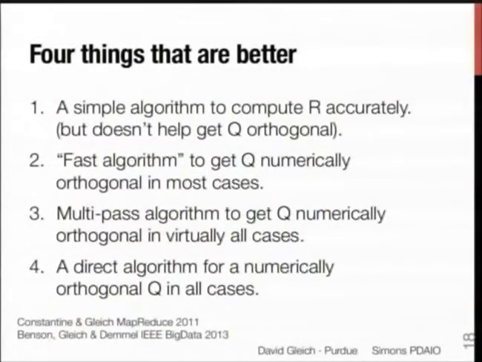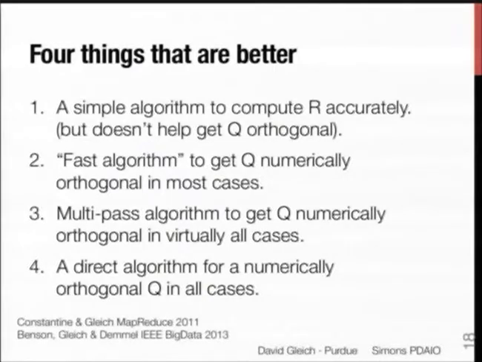So we're going to talk about four things that are better in the nine minutes I have left. That's about two minutes each. It's a good thing that three of them are basically riffs on the same idea, so we can go through those pretty quickly. These are all based on a communication-avoiding QR algorithm that Jim Demmel proposed.